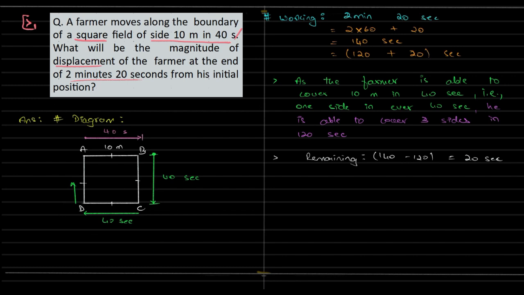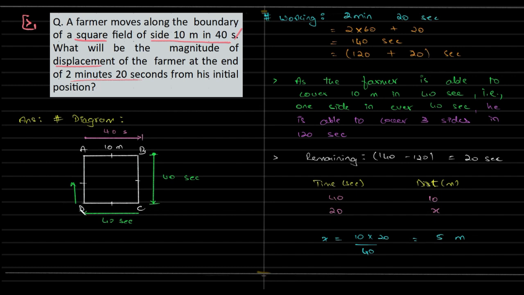Where will he or she be? That's the question. The time here is in seconds and the distance covered is in meters. So we'll use the idea of proportionality. For a time of 40 seconds, the person is able to cover 10 meters. For a time of 20 seconds, the person is able to cover x meters. So x is equal to 10 into 20 by 40, and that will be equal to 5 meters. So the person is able to cover 5 meters.